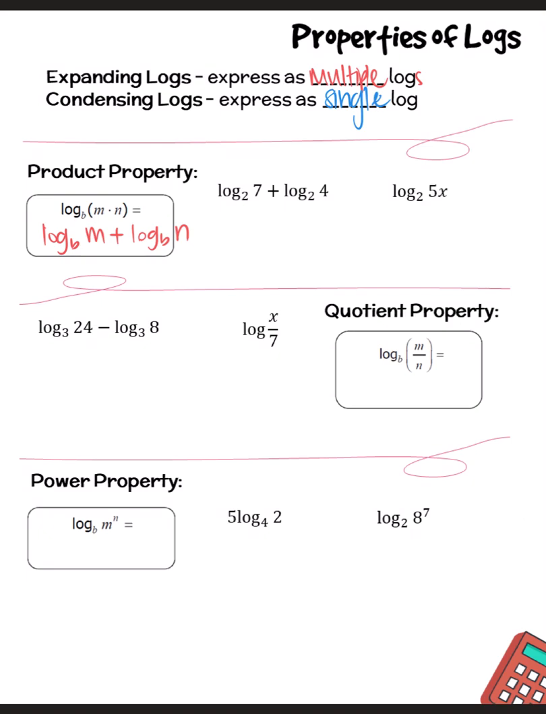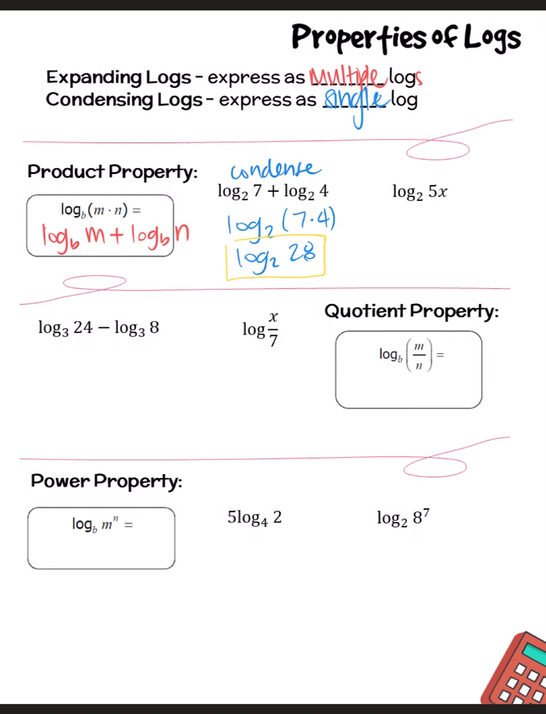We've got two logs here, so we're going to condense. They're the same base, so I can condense it to log base 2, and all I'm doing is taking those numbers, 7 times 4. So this will be log base 2 of 28. This is what I mean by this, okay? If they're the same bases. If they're not the same bases, we cannot condense them.